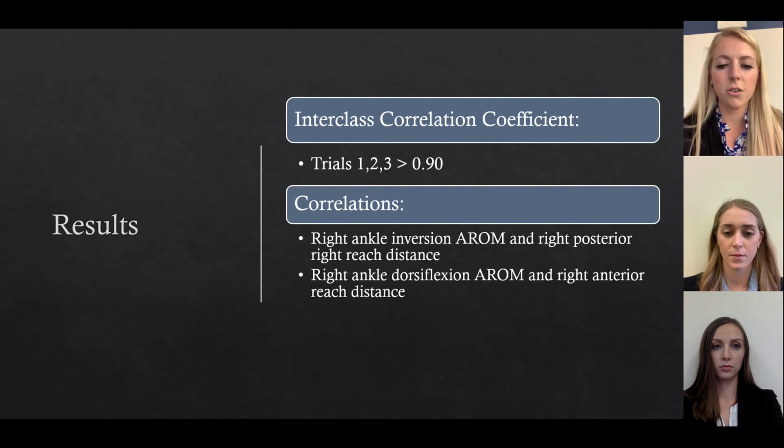An interclass correlation coefficient value was obtained for each of the three directions bilaterally and was found to be greater than 0.90, implying excellent reliability of the modified Y-balance test measurements. Here, we also found correlations that relate to our research question. A positive relationship was seen between right ankle inversion active range of motion and right posterior right reach distance. So this is when a participant was standing on their right lower extremity and reaching towards the right direction with their left lower extremity. An inverse relationship was also seen between right ankle dorsiflexion active range of motion and the right anterior reach distance.